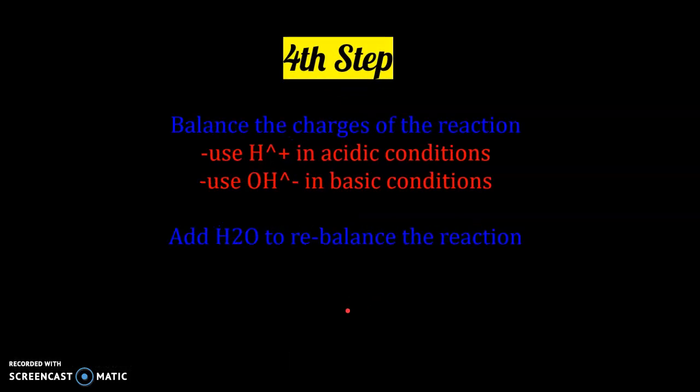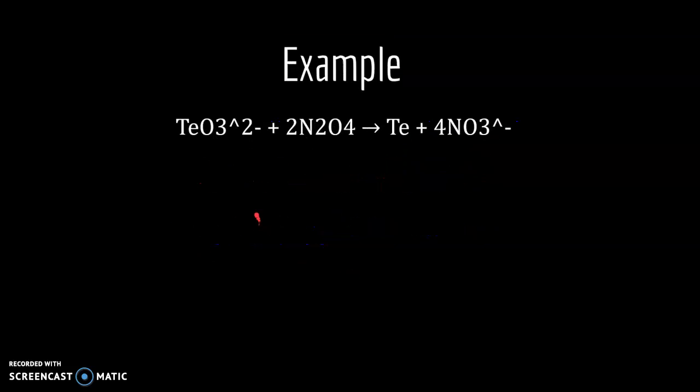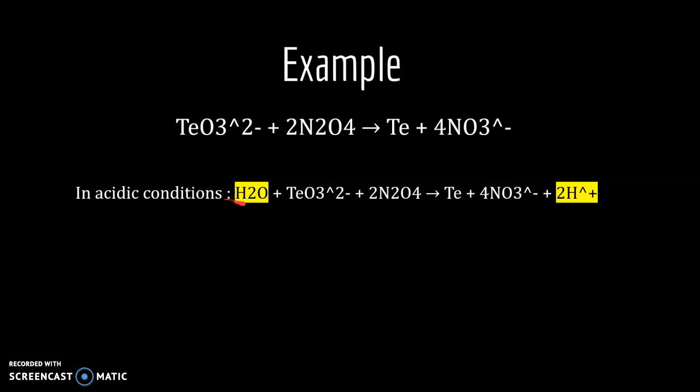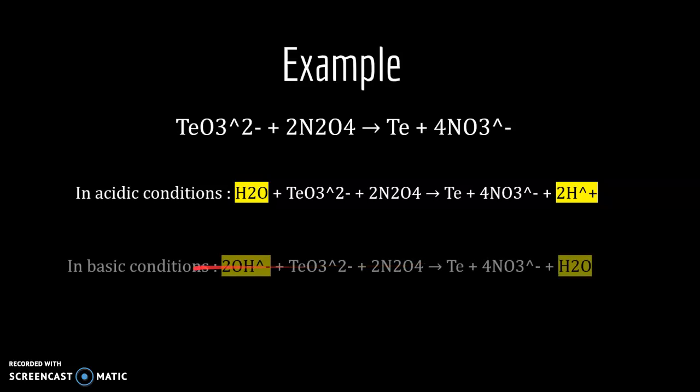That leads us to our fourth step, which is balancing the charges of the reaction. If we have an acidic reaction, we use H+, but if we have basic conditions, we use OH-. Then we add H2O to rebalance the reaction, if there are any discrepancies. Alright, now let's look at our example once again. So for acidic conditions, you just add an H+ to the right side, just to balance out the charges, and then you add an H2O on the left to get rid of the extra H's on the right. And for basic conditions, we add 2OH to the left side of the reaction and an H2O onto the right.